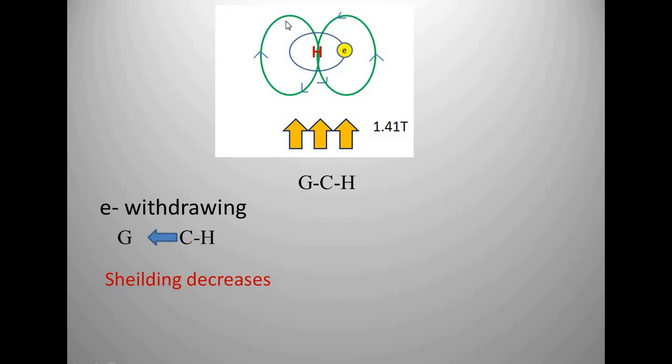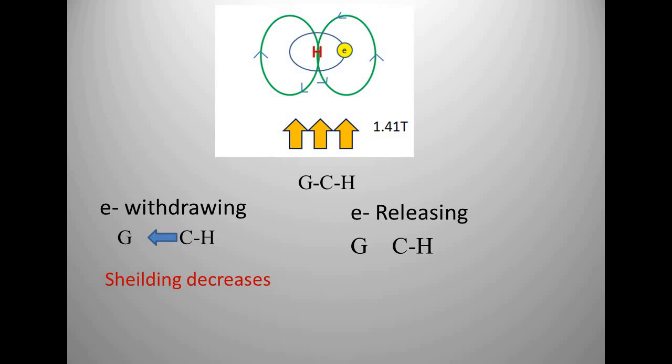The electron which is present here shields or protects your proton, but with the addition of this G group, it pulls the electrons towards G, so here a deficiency of electrons is observed. As the amount of electrons decreases, the power of the induced magnetic field also decreases, which is not able to nullify your external magnetic field, so ultimately shielding decreases and de-shielding increases.